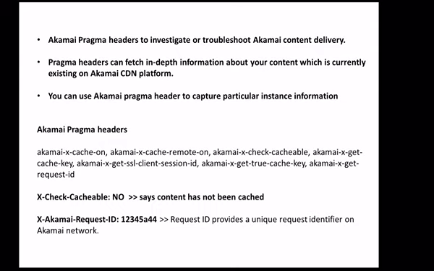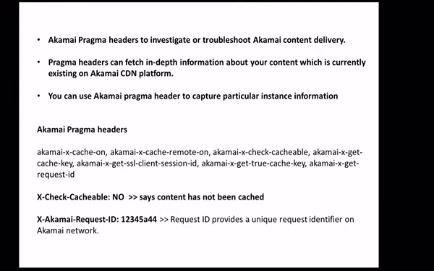For example, x-check-cacheable. If it says no, it means your content has not been cached on Akamai CDN. Similarly, there is one more Pragma header, x-akamai-request-id, which will give you the exact request ID of your content relying on Akamai. So these are the headers which you can use along with your default request to track more information. Now I am going to tell you how you can add these headers into Google Chrome.